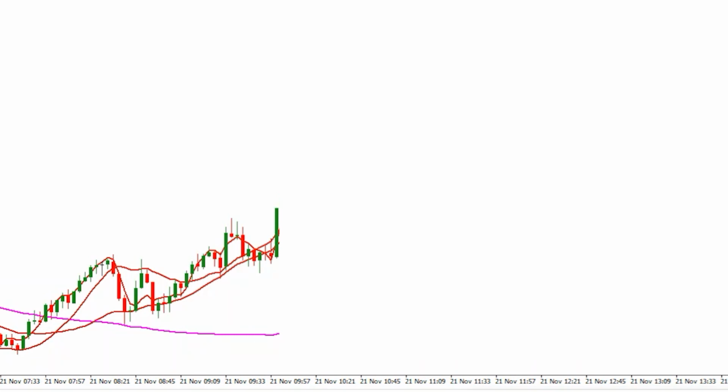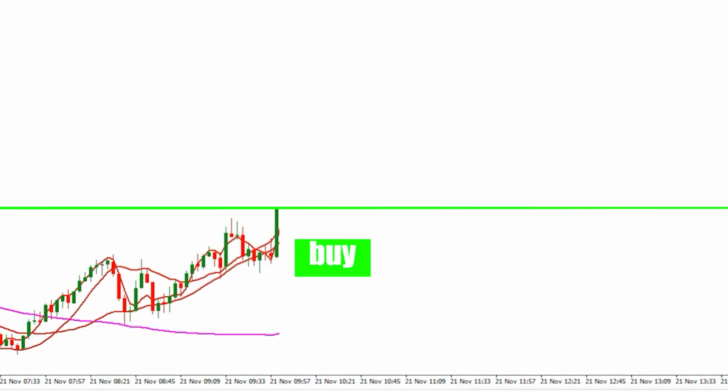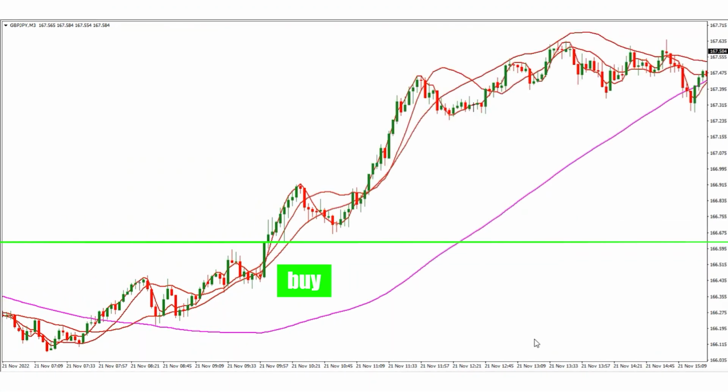Make sure that our influence line is sloping in the right direction. As you can see, it's beginning to roll over. Identify the exact bar to enter from. We'll put in our buy order here, and as you can see, the market moved on up.